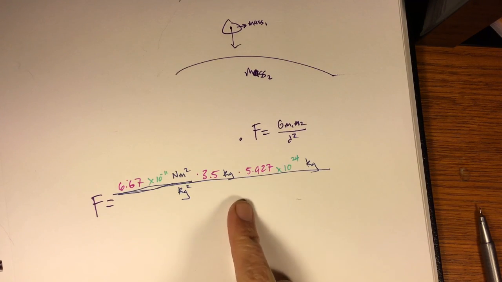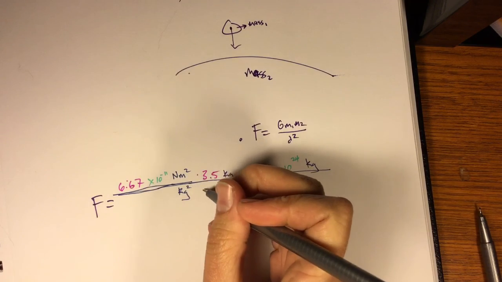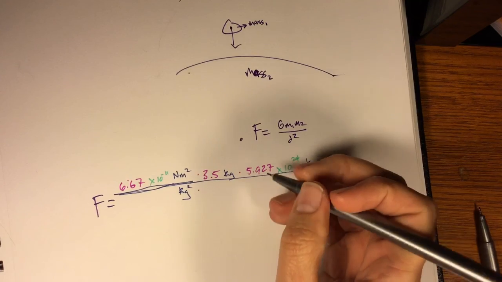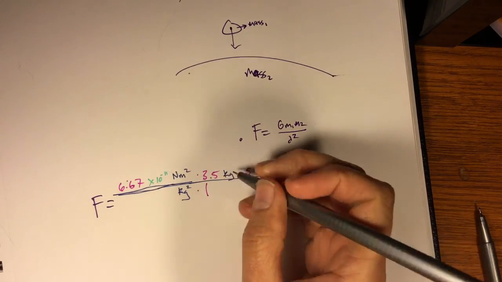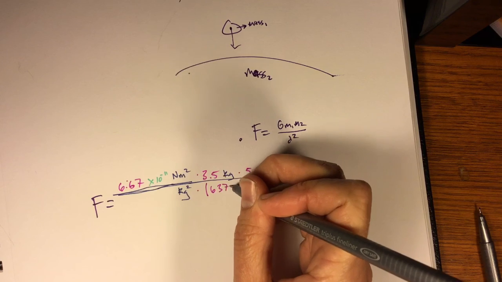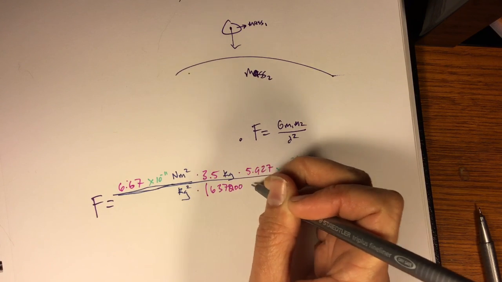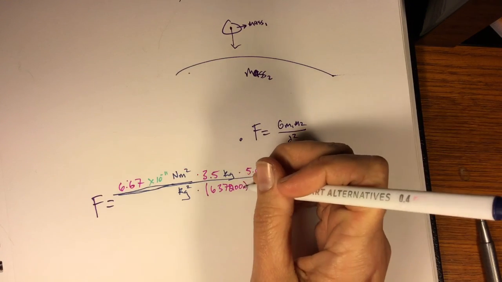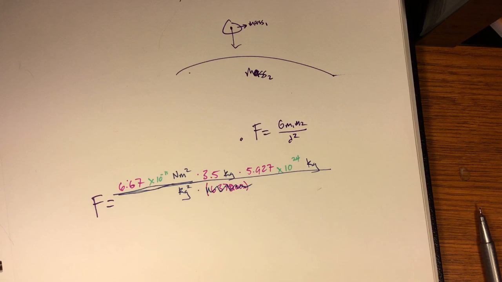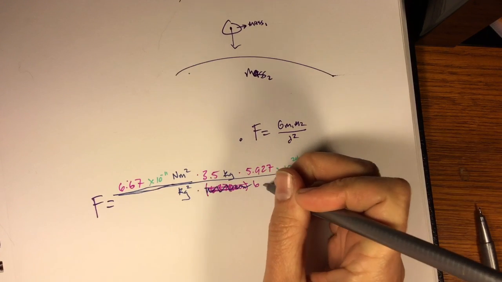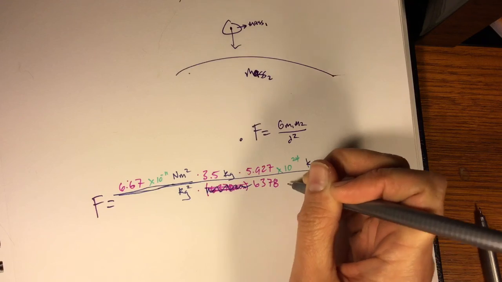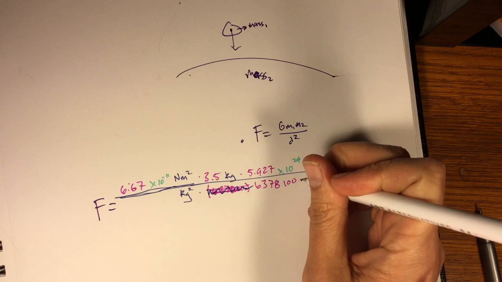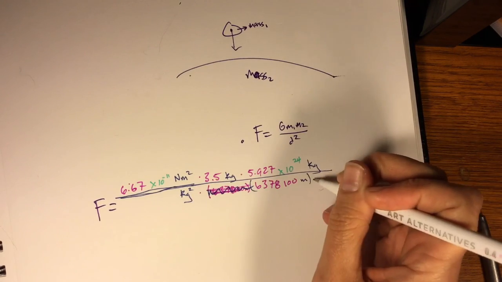Now remember, on the bottom it's divided by the distance squared. Down here I already have something, so I know it's going to multiply by whatever comes next. So multiply times the distance, and it's going to be squared, so I'm going to put parentheses. This is very messy, let me redo that. 6,378,100, and then the unit is meters, and remember this whole thing is squared.